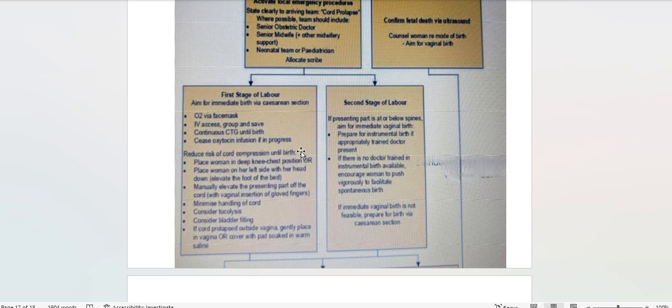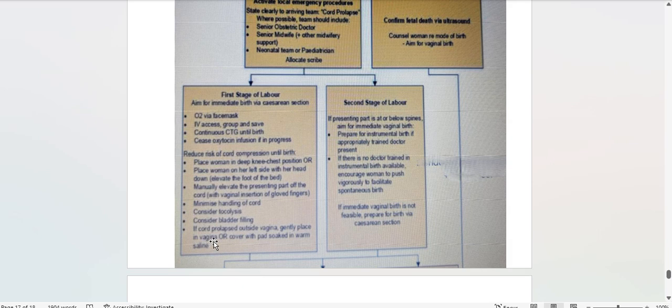See, tocolysis is not an initial step. First, we have to place the woman in knee chest position. Then woman on her left side with her head down, elevate the foot of the bed, right? Manually elevate the presenting part and then we will do the tocolysis, right? Minimize handling of the cord. Consider tocolysis. Consider bladder filling.